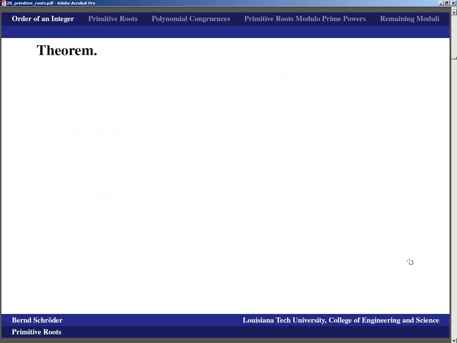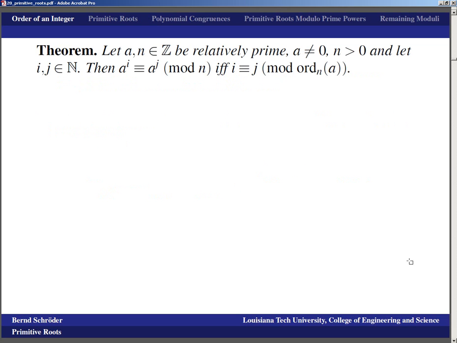Alright, we move on. The next theorem talks about basically something like taking logarithms, which we will talk about a bit more in the next presentation. So if we take a and n relatively prime, so that a is not equal to 0 and n is greater than 0, and if we take two natural numbers i and j that are exponents, then a to the i is equivalent to a to the j modulo n if and only if i is equivalent to j modulo the order of a. And the proof is not that bad.